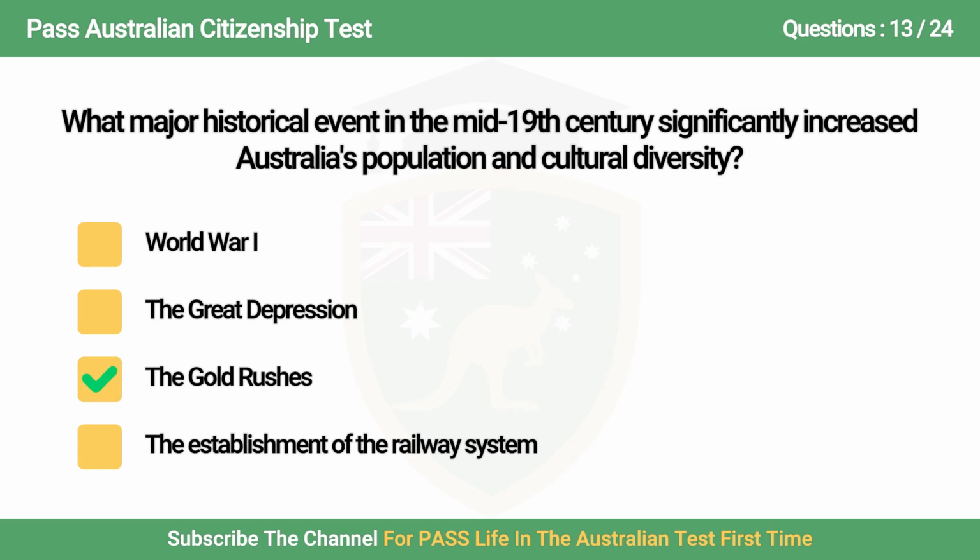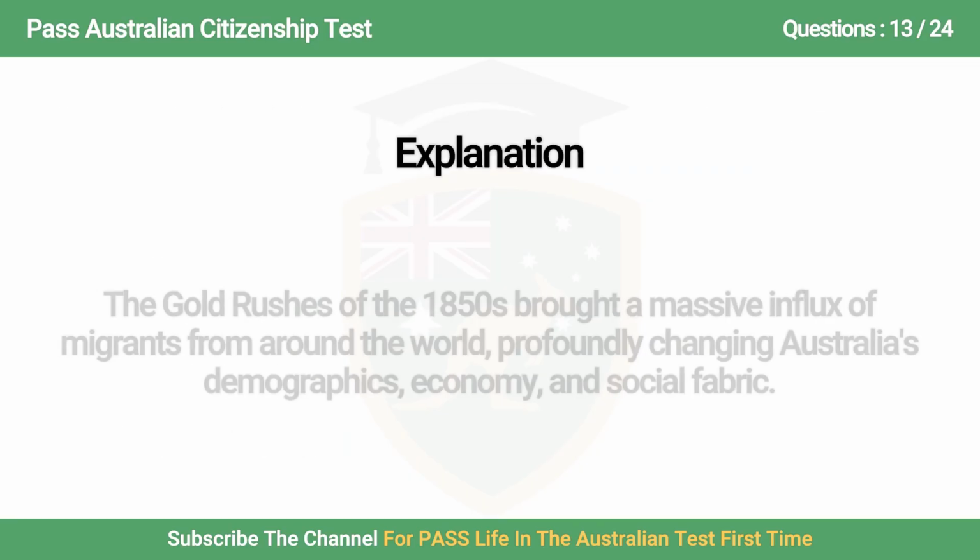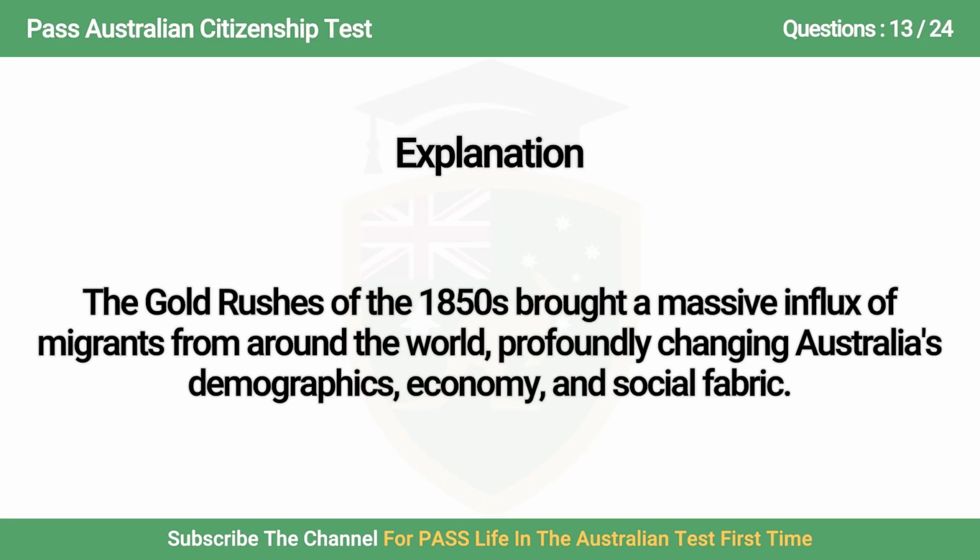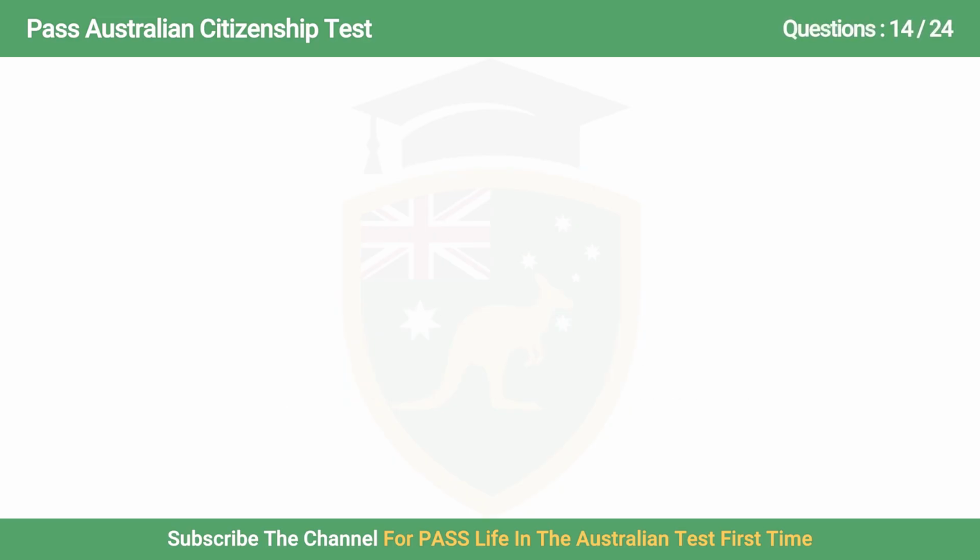Answer is C. The Gold Rushes. The gold rushes of the 1850s brought a massive influx of migrants from around the world, profoundly changing Australia's demographics, economy, and social fabric. Question 14.